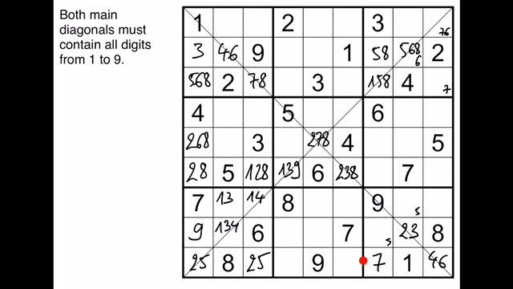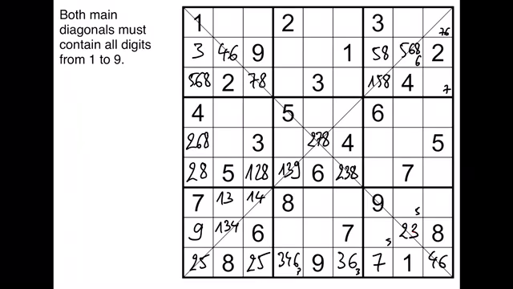Oh, on this row we need 3, 4, and 6. So this is 3 or 6. This is 3, 4, or 6. There's a 3 down there. Here, this can only be 1, 3, or 4. There must be 5 here or there.